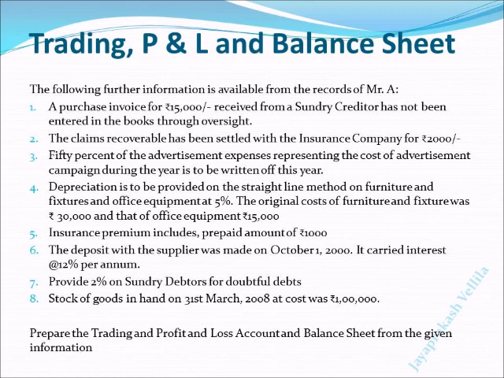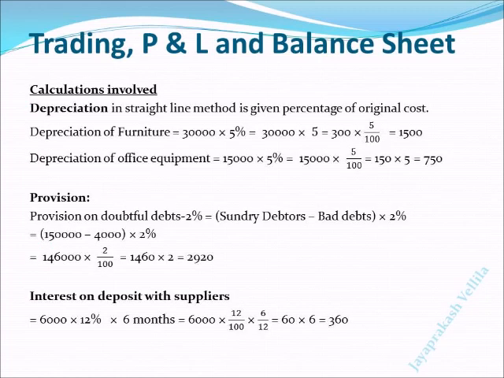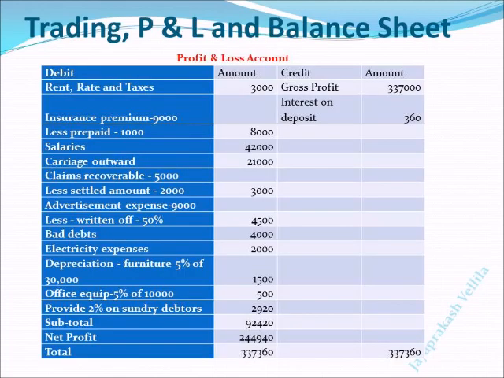Next, in the adjustments it is given to provide 2% on sundry debtors for doubtful debts. So provision for doubtful debts is 2%. That means sundry debtors minus bad debts into 2% is equal to 1,50,000 minus 4,000 into 2%, which is 1,46,000 into 2 by 100, equal to 1,460 into 2, which is equal to 2,920. So these are the entries in the profit and loss account.